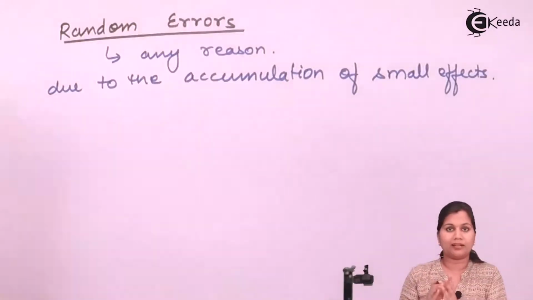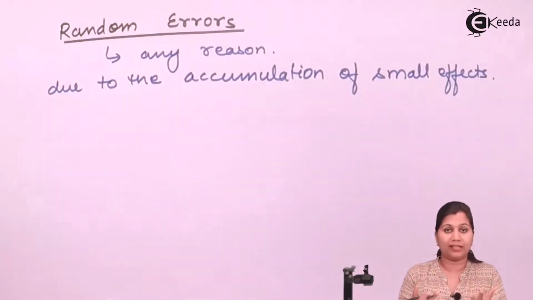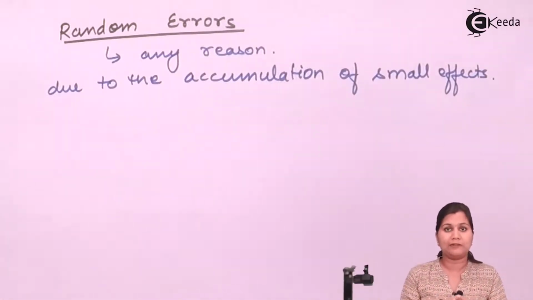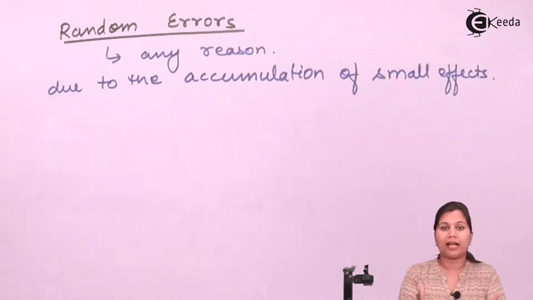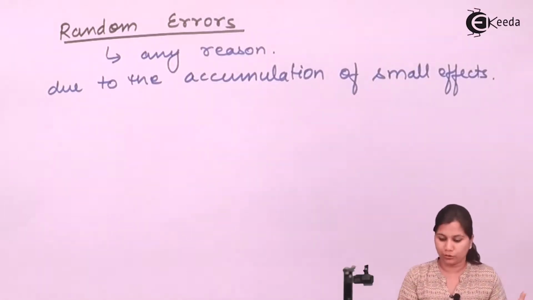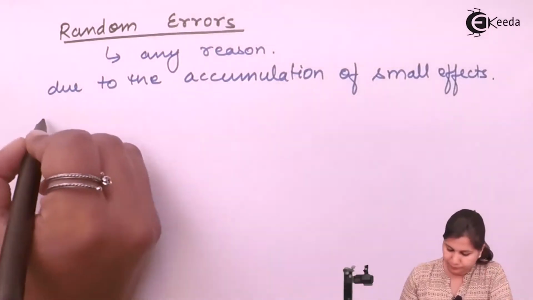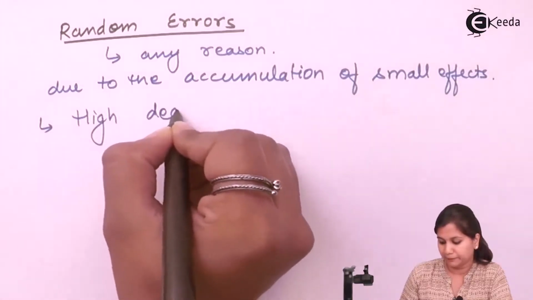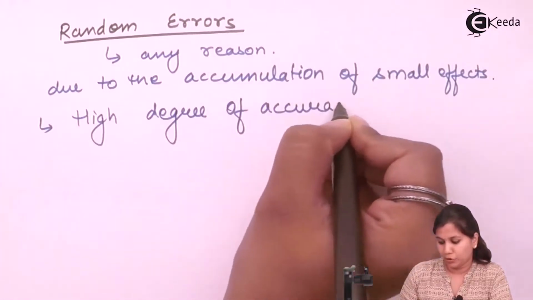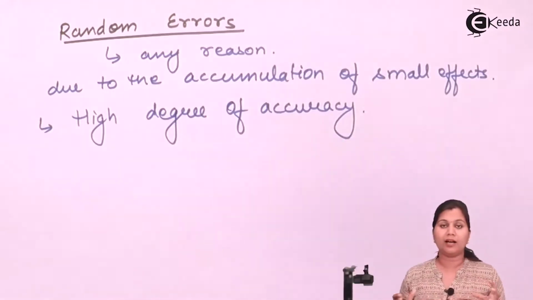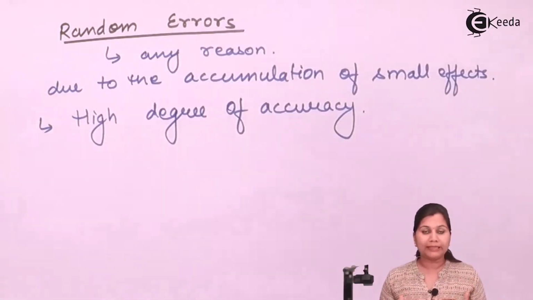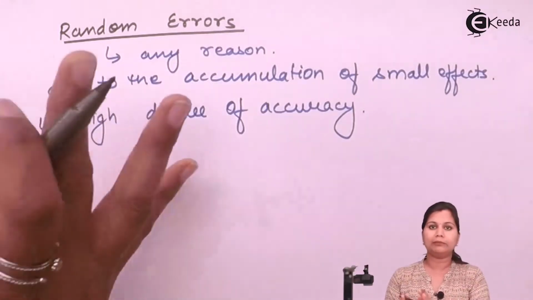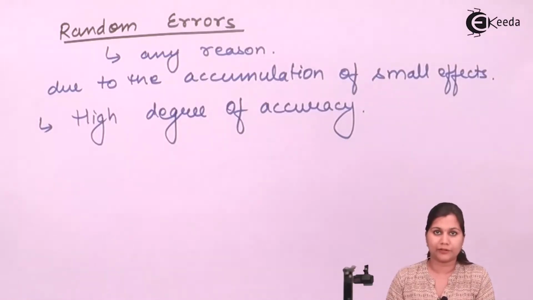So for random errors, there is no specific reason why they are occurring. They occur because small effects accumulate and create a large effect that disturbs the measurement. So first of all, to remove them, a high degree of accuracy is required. When we are doing the measurement properly, accurately, and taking all the precautions, then we will be able to eliminate the random errors.